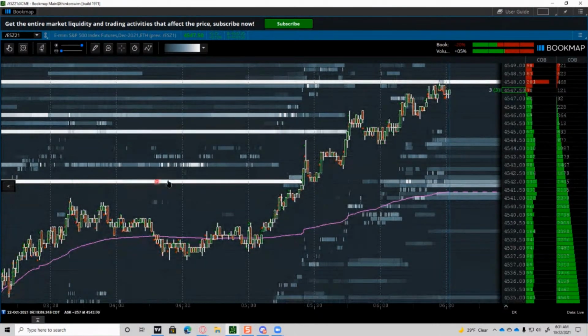You can see how it was a resistance area here, but it didn't really resist us, right? We went through it. We absorbed those orders. A buyer reaches up to find someone willing to sell.